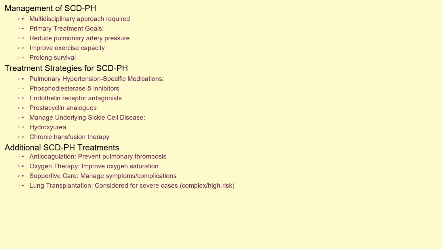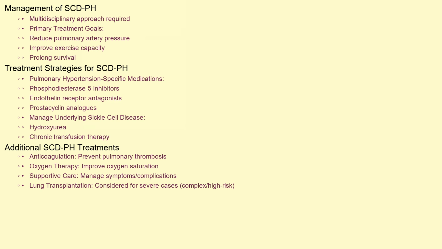Management of SCD-PH is complex and requires a multidisciplinary approach. The primary goals of treatment are to reduce pulmonary artery pressure, improve exercise capacity, and prolong survival. Treatment strategies may include pulmonary hypertension-specific medications, such as phosphodiesterase 5 inhibitors, endothelin receptor antagonists, and prostacyclin analogs, management of underlying sickle cell disease with hydroxyurea or chronic transfusion therapy to reduce hemolysis and vaso-occlusive crises, anticoagulation to prevent pulmonary thrombosis, oxygen therapy to improve oxygen saturation, and supportive care to manage symptoms and complications.